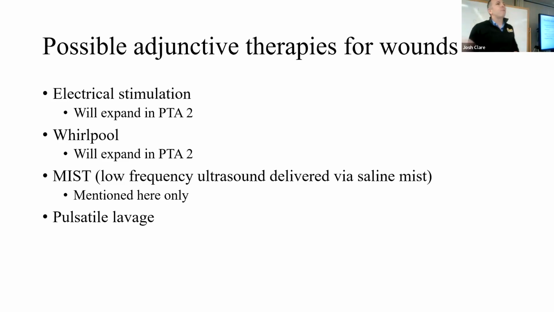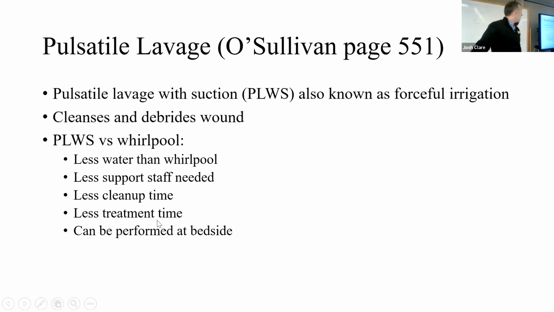The thing you will definitely see is called pulsatile lavage. So pulsatile lavage, this is the O'Sullivan textbook. That's the phys agents book that we will definitely use for next semester. Did anybody buy it this semester? A couple of people did. So this is in there if you did buy it. If you didn't buy it, I don't think you'll need it. If you do, let me know and we'll make photocopies if you need.